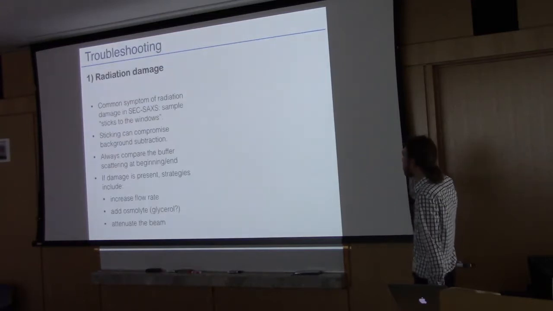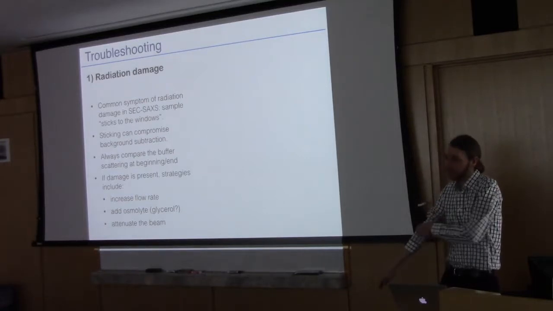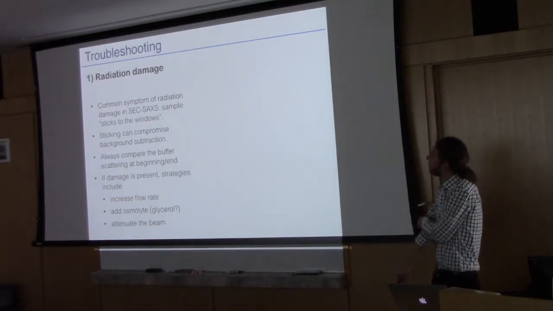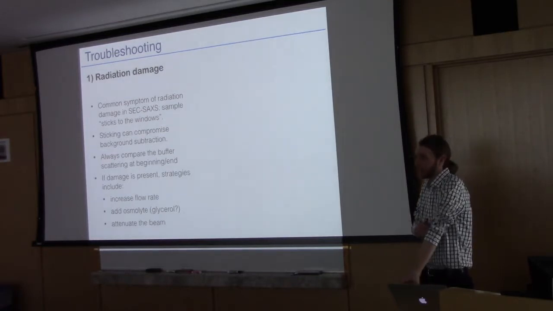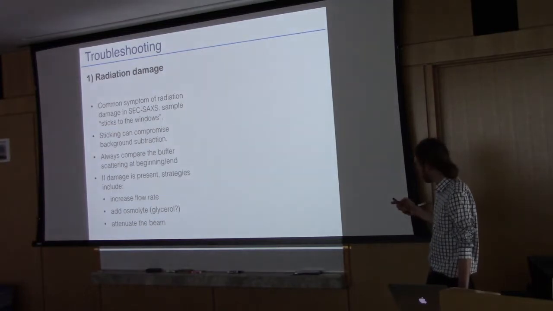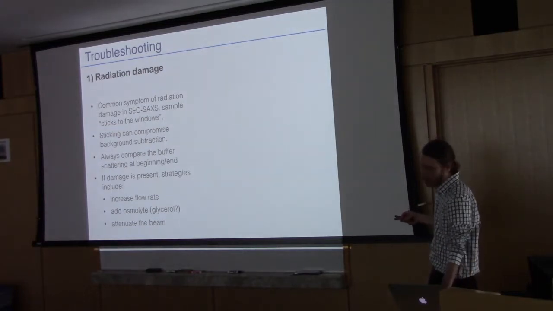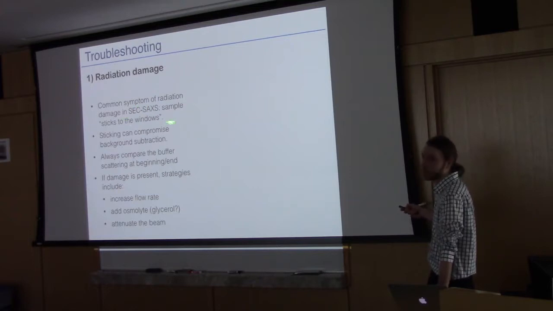Okay. So there are lots of things that can go wrong with SEC-SAXS, as you might imagine. I'm going to go through some practical troubleshooting advice that you will want to keep in mind. One thing that can happen is radiation damage. One way that this will show up is that the protein will start to stick to the windows of the sample cell and build up over time.